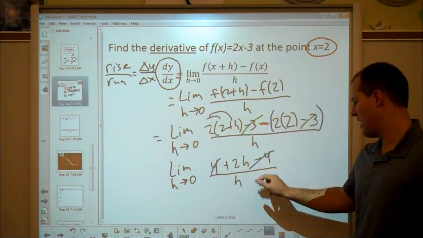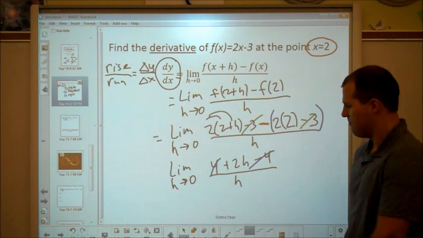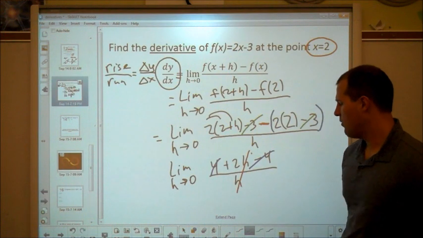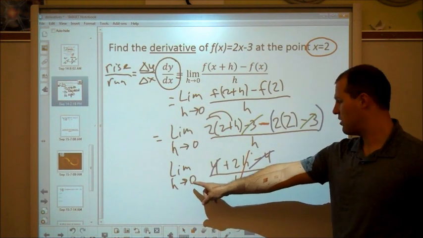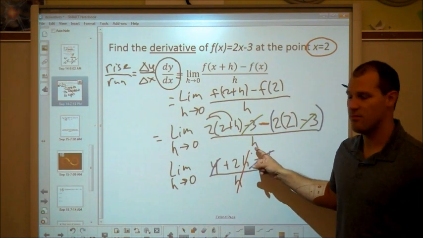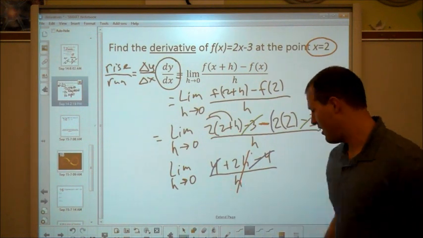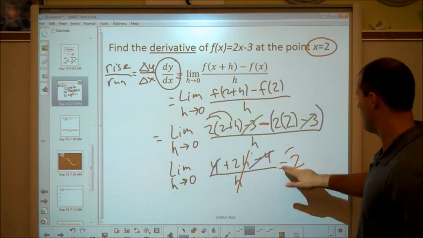4 minus 4 goes away. We're going to continue to simplify. An h on top and an h on bottom. And so now we're finally able to plug in that 0. We couldn't do it previously because that would have caused division by 0. But now we can. You plug in a 0 to 2, well, there's nowhere to put it. So that is just 2.